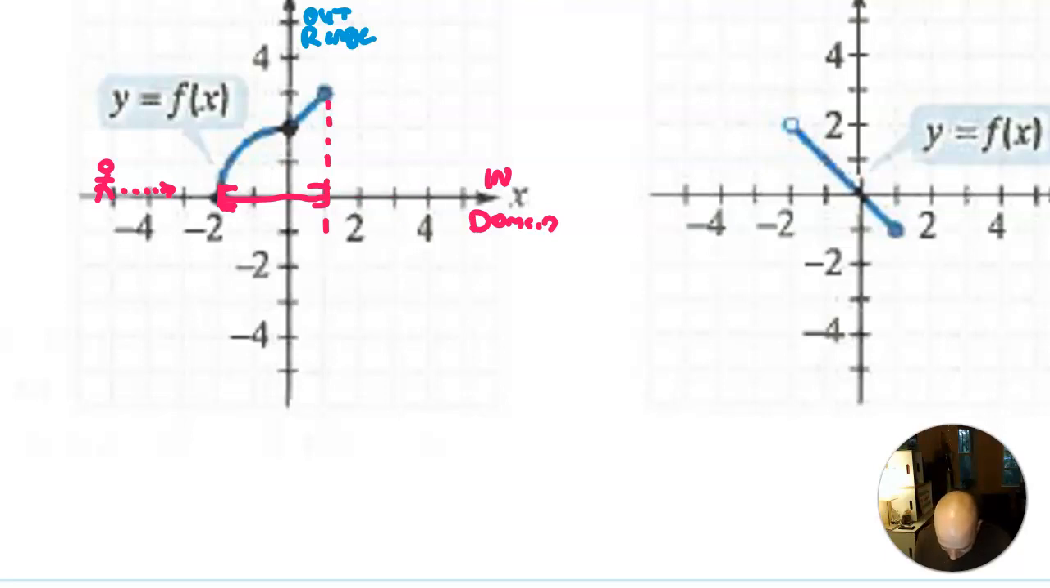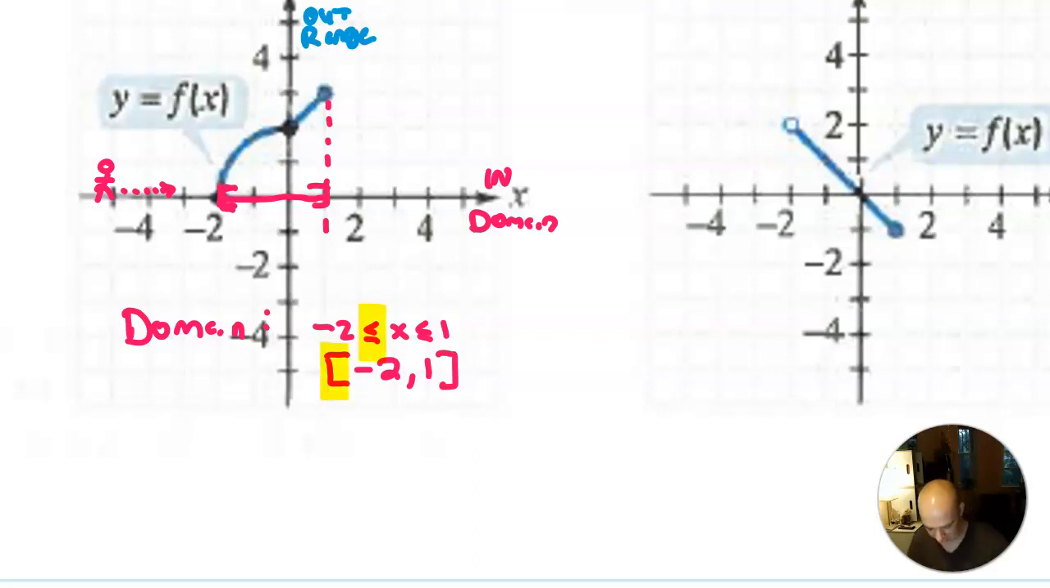So the domain is just from -2 to 1, but instead of inequalities, it is better to write this in interval notation. So we write [-2, 1]. And we use brackets because that correlates with the less than or equal to sign, just to refresh your interval notation. Let's look at the range.